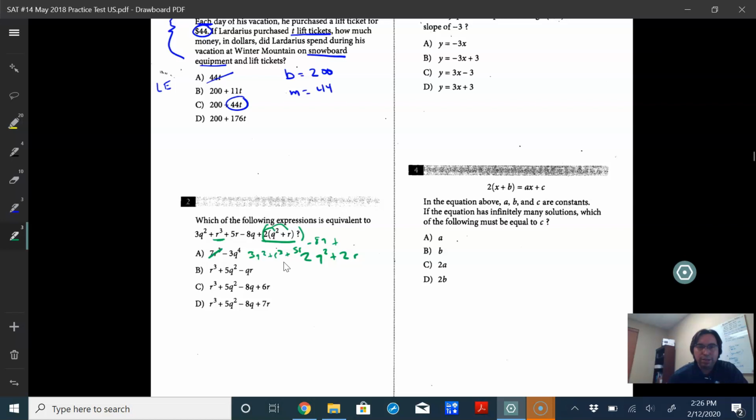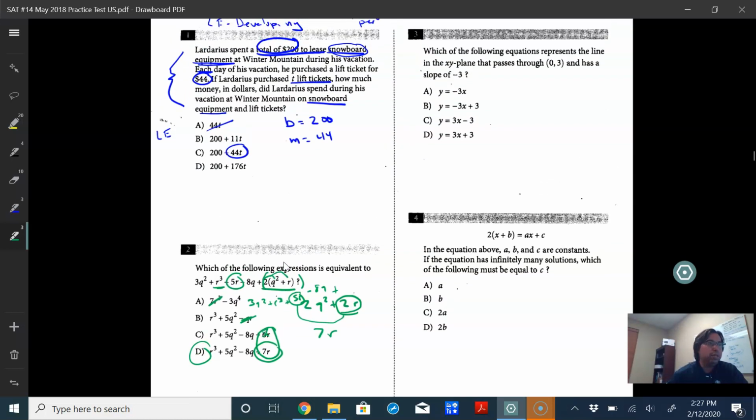We see we have these 5q squared, so that tells us we have these 5q's. But looking at the next expressions, we don't have anything that's multiplying the q and an r together, so we can eliminate b for that reason. We now have minus 8q, so really we're just focusing in here. We're using our divide and conquer strategies. I see I have 2r here, and I also see I have 5r right here. So 5r plus 2r is going to give me 7r. For that reason, we know the answer choice is going to be D and not C. All right, so let's take a look at number 3 here.